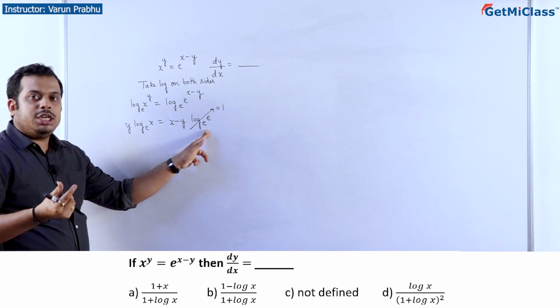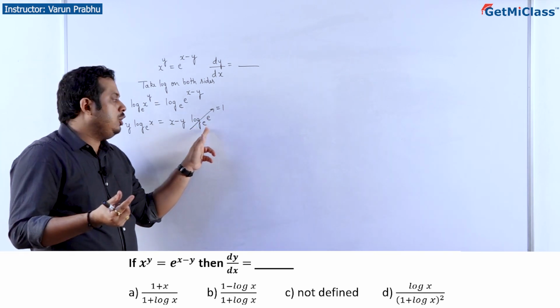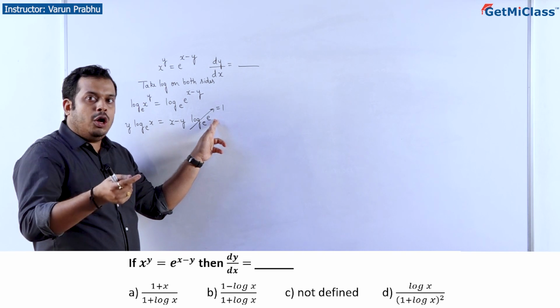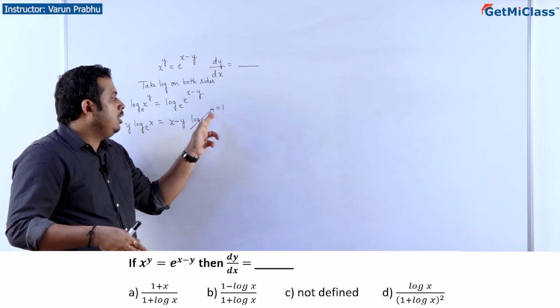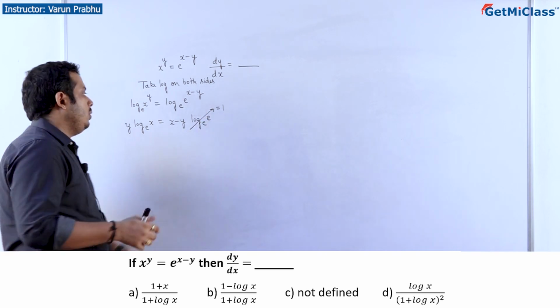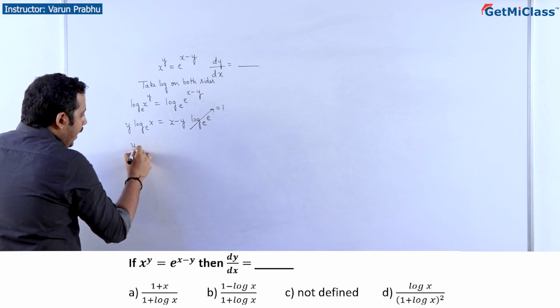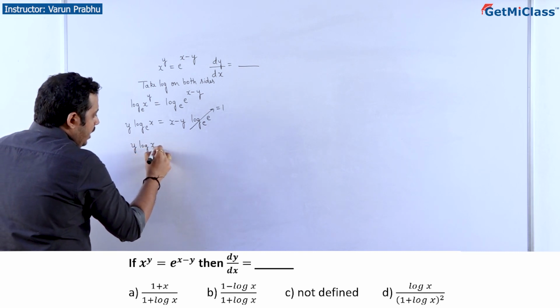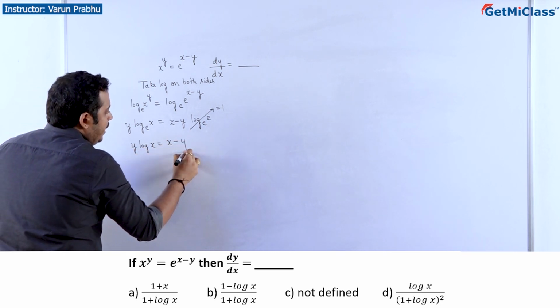And we know from the theory, when the number and the base of logarithm are the same, as per the change of base rule of logarithm, log a base b is log a by log b. So log e by log e is 1, correct or not? So we can write now y log x, that is equal to x minus y.